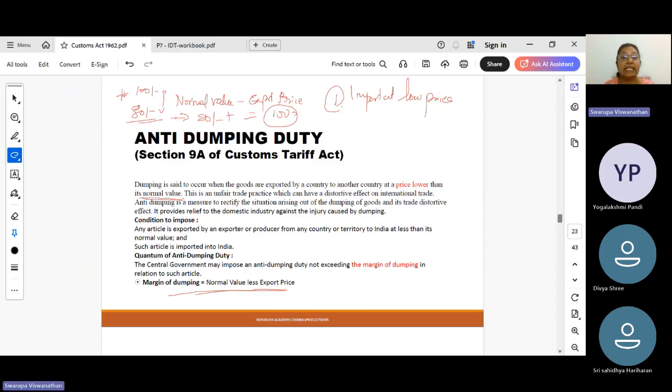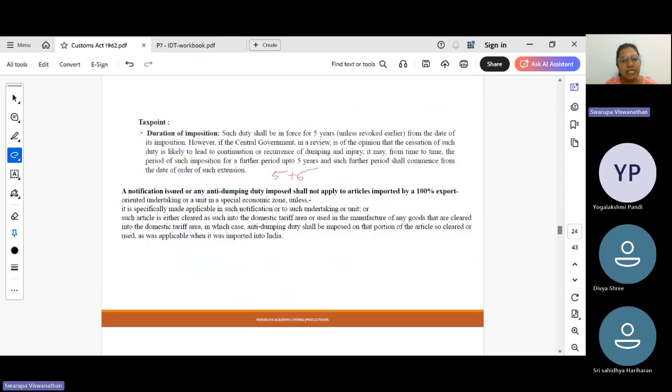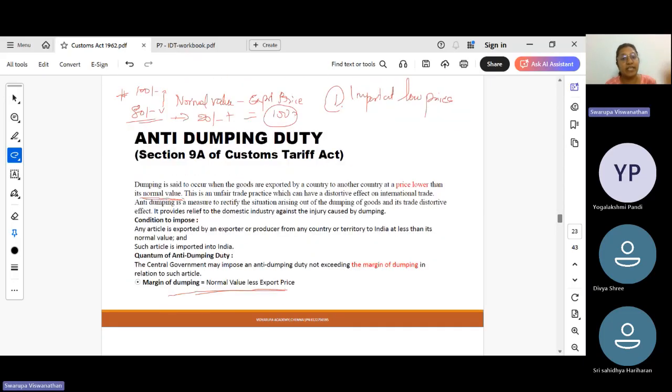Then we have anti-dumping duty. Anti-dumping, as the name suggests, is dumping of goods into the Indian market. So if the goods are being dumped in the Indian market at a lesser value, at a low price. What happened in safeguard duty? In safeguard duty, there was an excess quantity getting imported into India, whereas in anti-dumping duty, it is being imported at a very low price. More like countervailing duty, we can say.